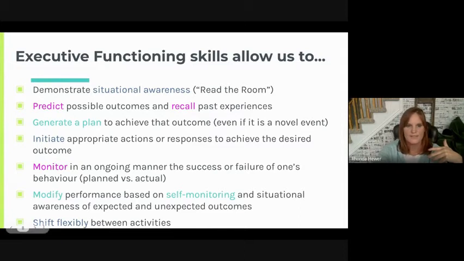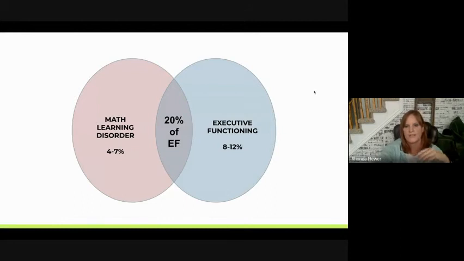So looking at some stats here, here's a little Venn diagram. These percentages represent the total of all students under the age of 18 globally. So what you might be able to recognize there is 20% of the students who have executive functioning deficits also have a math learning disorder. So not only is the environment and the world around them causing barriers, but the math itself is causing barriers.